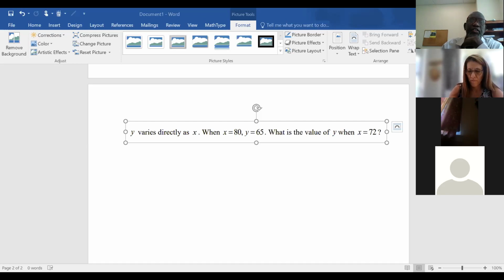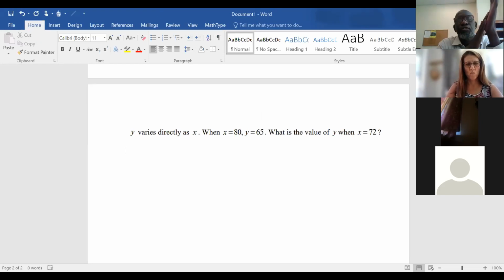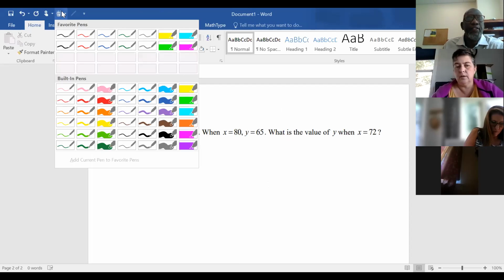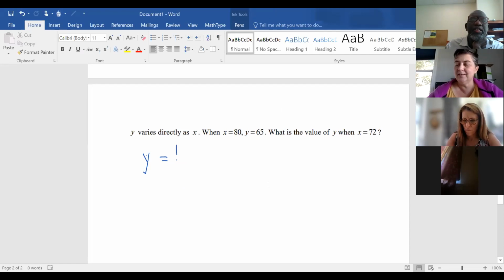All right. What answer did you get? Somebody, can you tell me what you did here? Yeah, go ahead, please. I put y equals k times x. That's k times x, yeah. Okay. And then to get the k by itself, I divided both sides by x. Uh-huh.